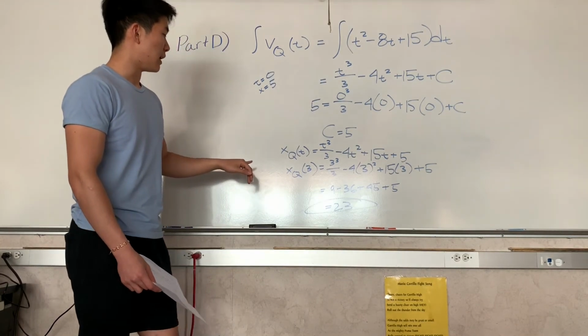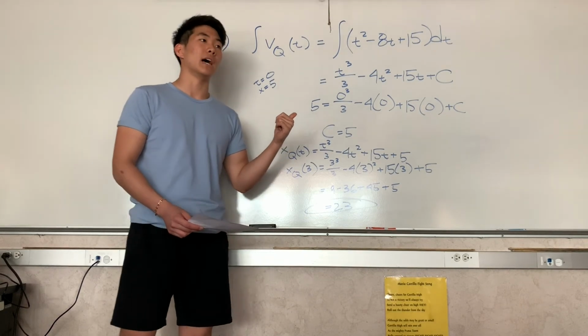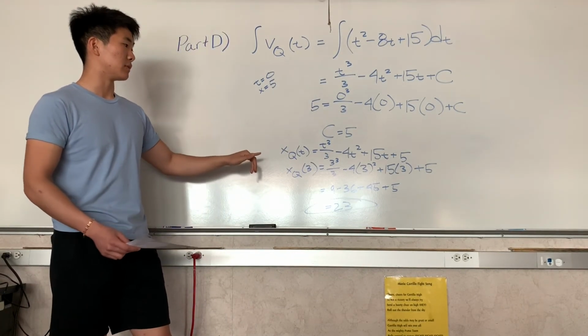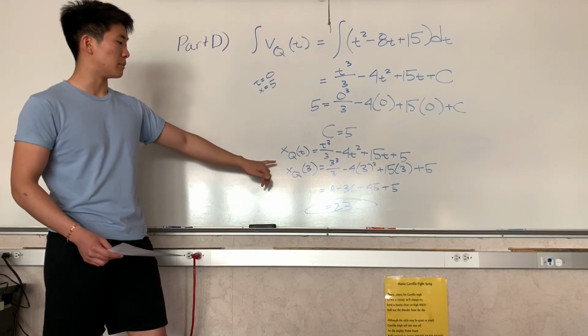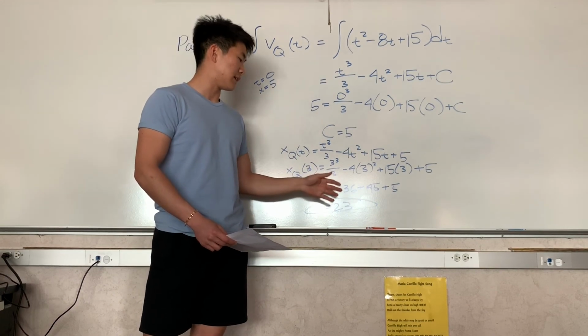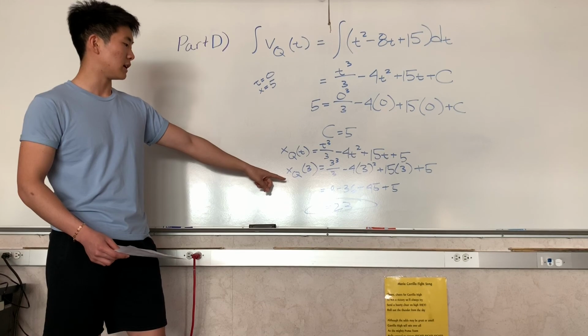And from part B, that's when we found the first time that particle Q changes direction, which was at time 3. So we plugged in 3 for t and then solved and found that the position of particle Q at t equals 3 is 23.